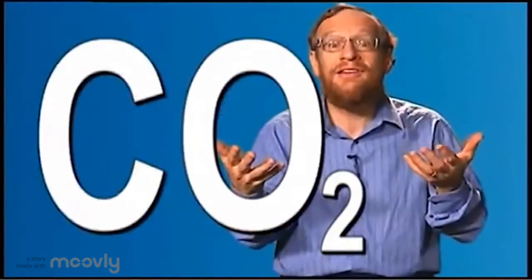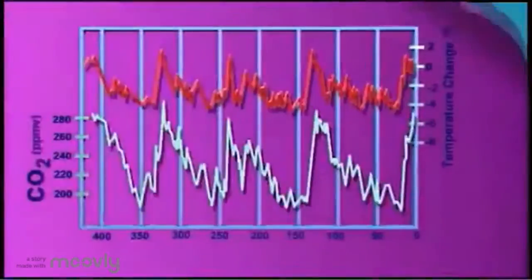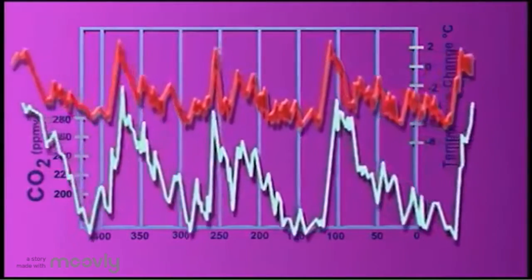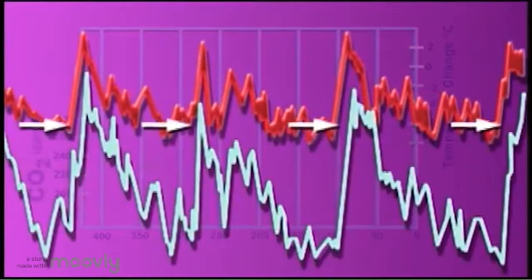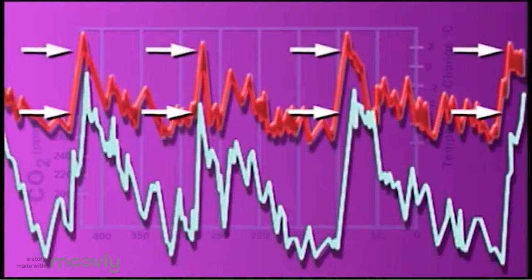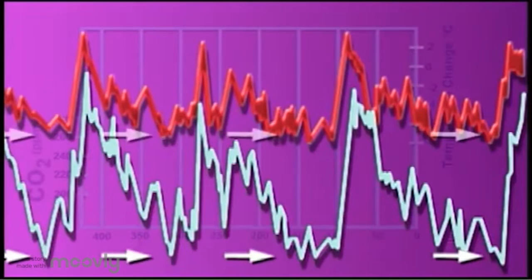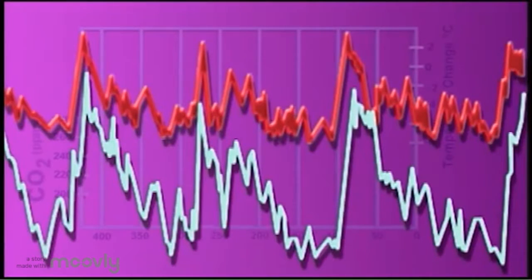CO2, carbon dioxide. When we look at the history of the climate, what we find is that whenever CO2 has been high, it's been warm, and whenever CO2 has been low, it's been cold. And we can't explain the size of the temperature changes unless more CO2 makes it warmer. So what does CO2 have to do with temperature? It's simple physics, really. More CO2 makes it warmer through the greenhouse effect.